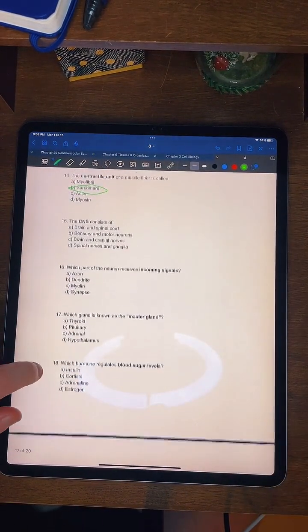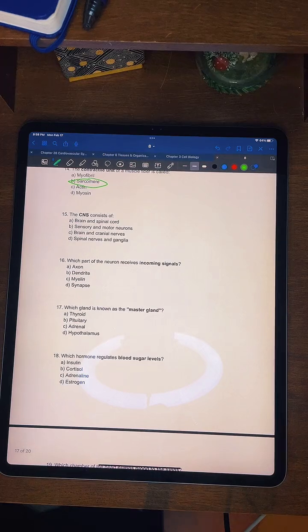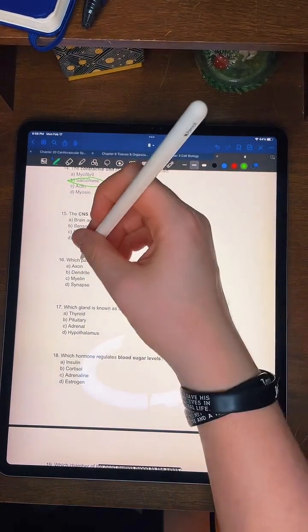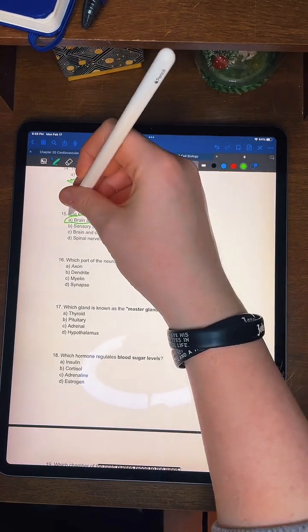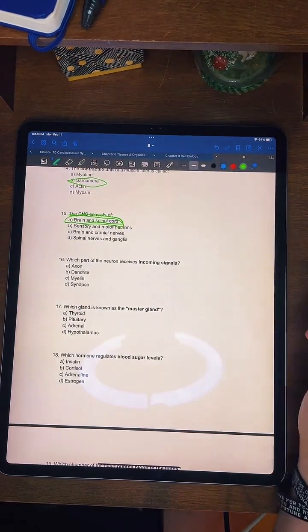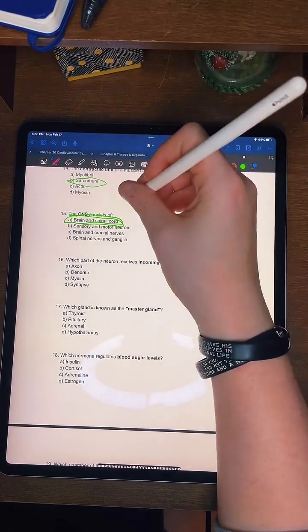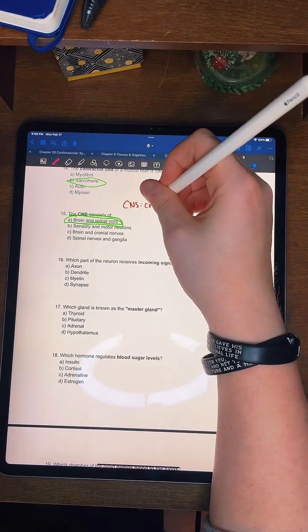Alrighty, moving on to 15, the CNS consists of brain and spinal cord, sensory and motor neurons, brain and cranial nerves, or spinal nerves and ganglia. 15 is A. Awesome, guys. 16. What is CNS? CNS is the central nervous system.